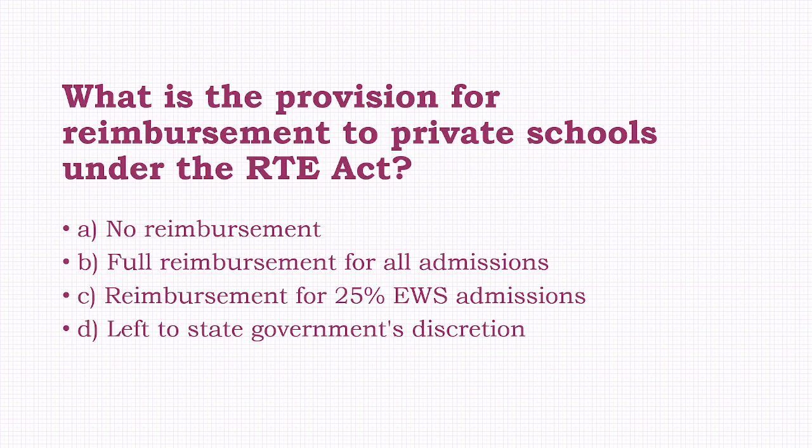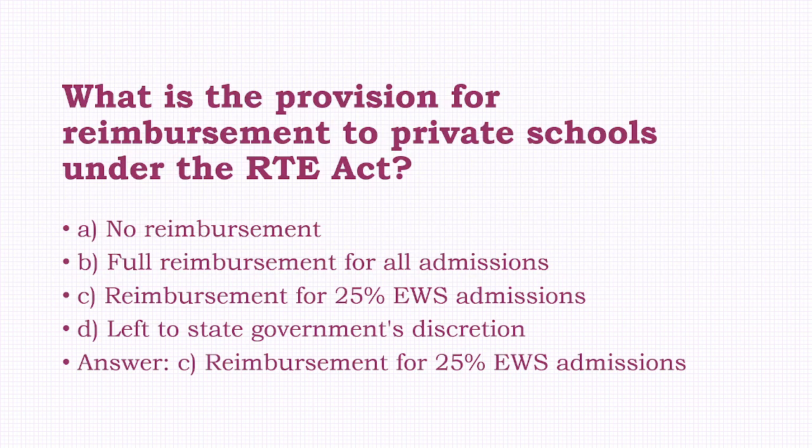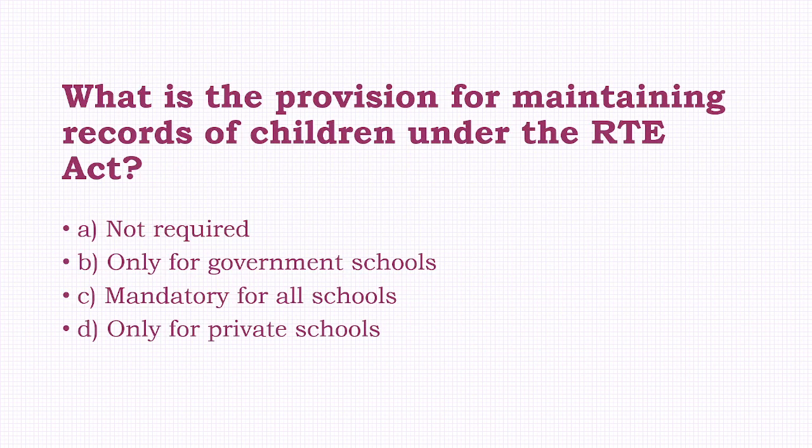What is the provision for reimbursement to private schools under the RTE Act? Options: no reimbursement, full reimbursement for all admissions, reimbursement for 25% EWS admissions, left to state government's discretion. Answer of this question is option C, that is reimbursement for 25% EWS admissions.